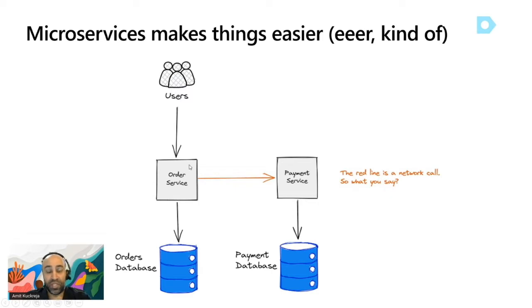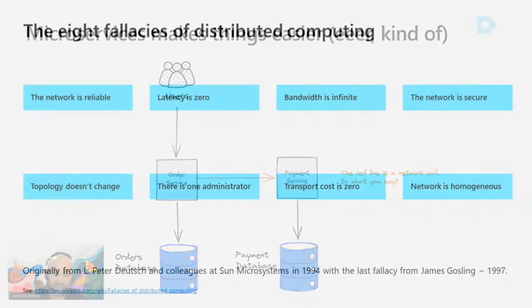But because of scaling problems, this organization decided that they needed to create a payment service. They needed to make these separate services to run, scale and maintain independently. Now, the connection between the order service and the payment service is a network call. This would be a REST API, most likely. A network call, as I alluded to earlier, is by its very nature different to a local function call.